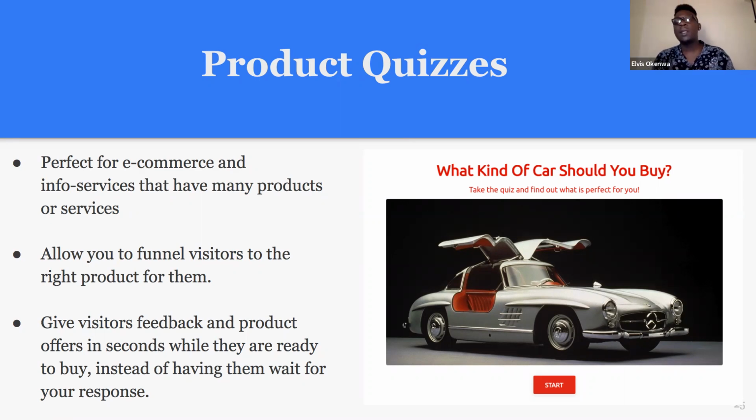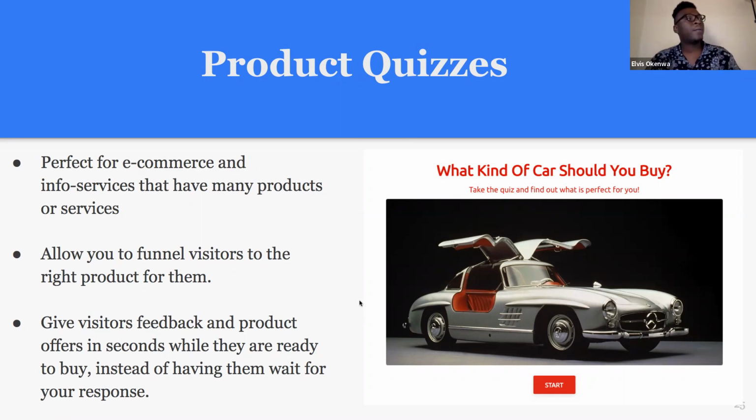All right, so let's say you're a dealership and you sell cars. Based on the answers I give to the questions in this quiz, you can automatically take me to a recommended page for a particular car that suits the persona, based on the way I answer the questions in the quiz. All right, so product style quizzes, great for e-commerce.